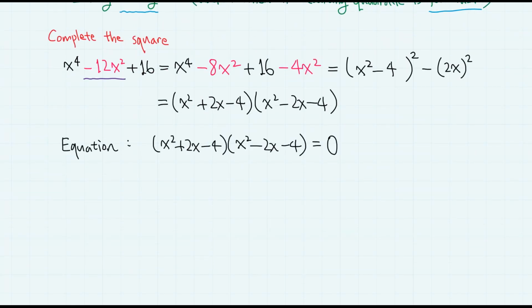So the equation becomes x² plus 2x minus 4 times x² minus 2x minus 4 equals 0. And with the quadratic formula, you can easily obtain the roots -1 plus minus square root of 5 and 1 plus minus square root of 5.